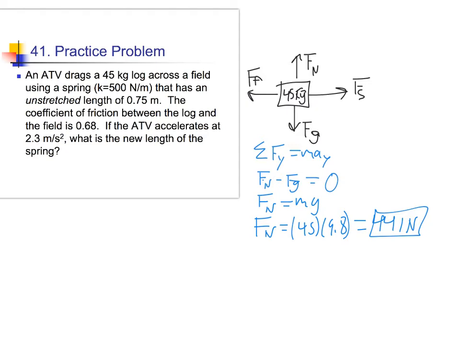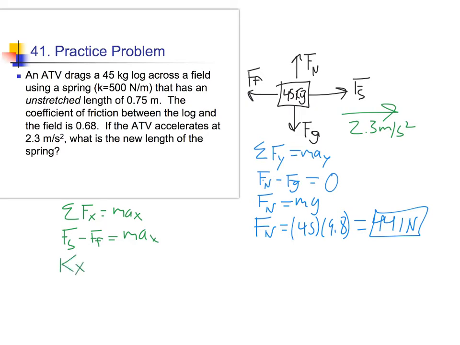Moving on to my x, the forces I have in my x direction, I have the spring force, and I have the force of friction. So it's going to be the force of the spring minus the force of friction equals max, because I do have an x acceleration of 2.3 meters per second squared in the direction of the spring force. Substituting in for both of these forces, actually, for the spring force I can say kx.